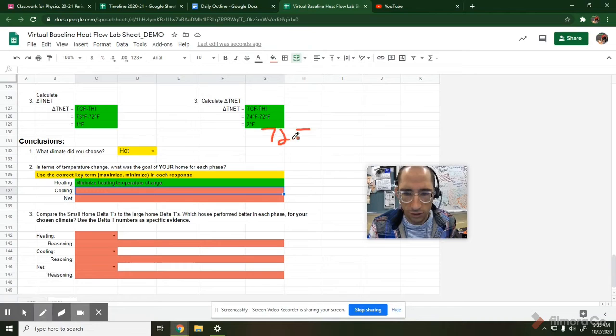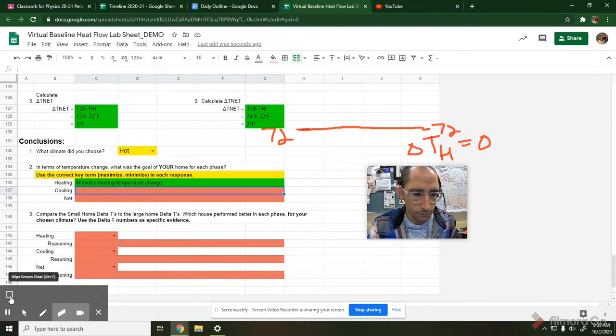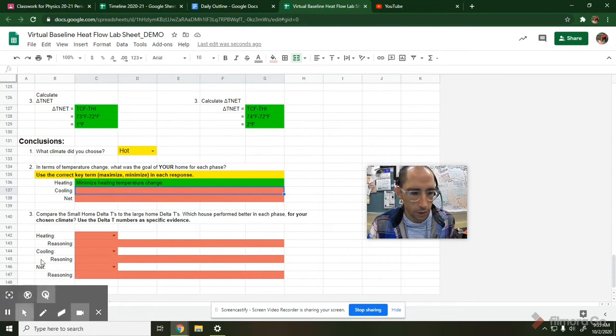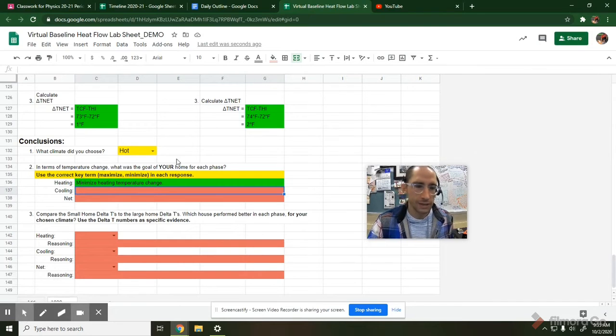So if you're starting at 72, ideally, here's what your temperature should look like throughout heating. It stays a flat line. So it starts at 72 and ends at 72, and that's a heating temperature change of 0. That's ideal. So you're trying to minimize heating temperature change. All right, cooling. Whatever heat a hot climate home gains needs to be lost. So you're trying to maximize cooling temperature change.